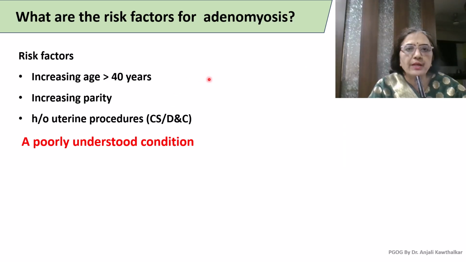Risk factors which have been identified for adenomyosis are increasing age, especially greater than 40 years, increasing parity, and history of uterine procedures such as caesarean section or dilatation and curettage. It remains a poorly understood condition.